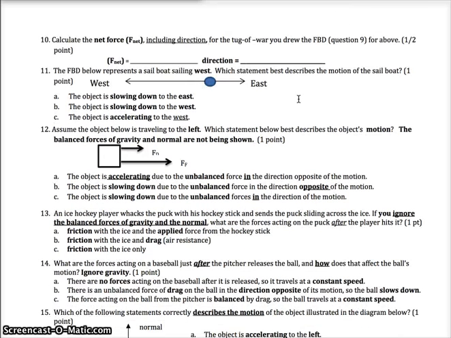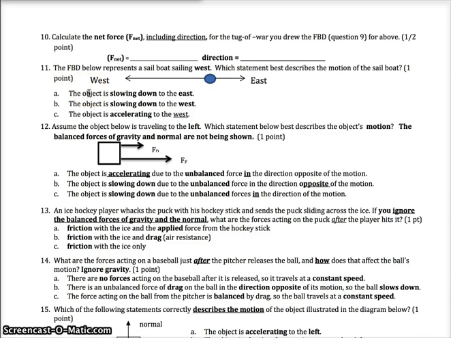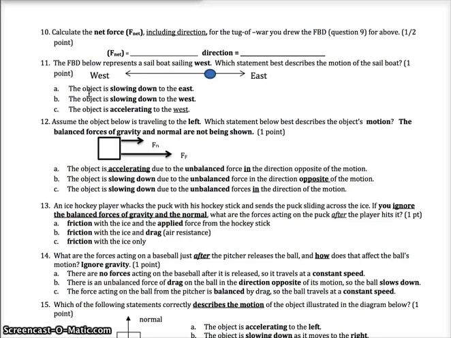11. The free body diagram below represents a sailboat sailing west. Which statement best describes the motion of the sailboat? So remember, this sailboat is going to the west. Is it A, the object is slowing down to the east, B, the object is slowing down to the west, C, the object is accelerating to the west?